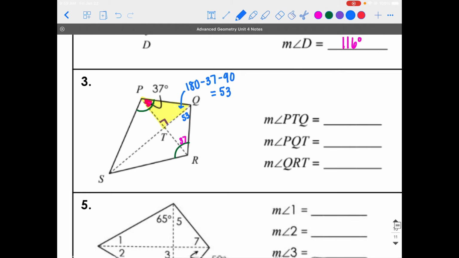So let's see what it's asking. Angle PTQ, that's the 90 degree angle. PQT is 53 degrees. And QRT is the 37 degree angle.